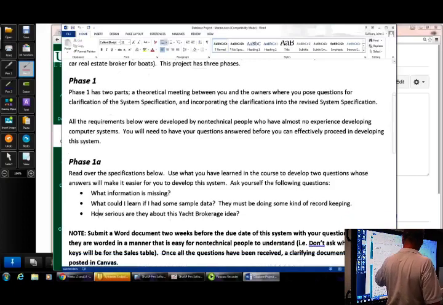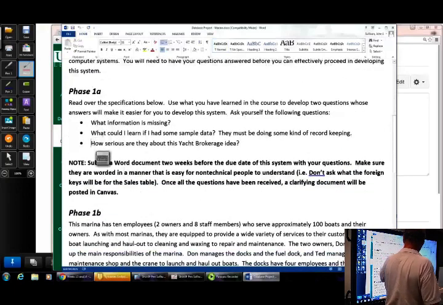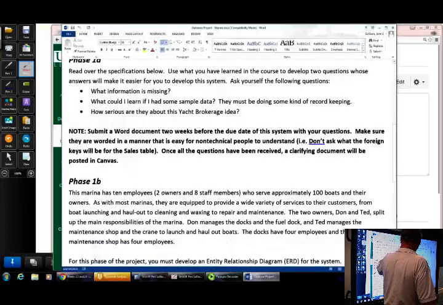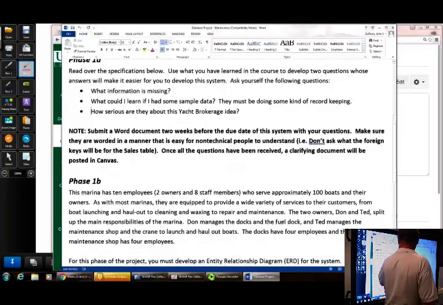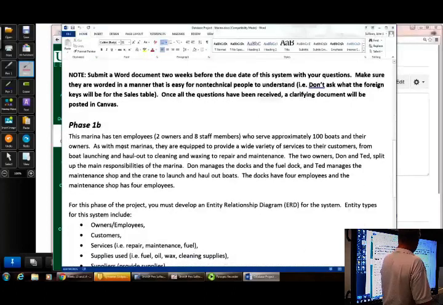So you're going to read over the specification, figure out what information is missing, what could I learn if I had some sample data. Usually when you go through these in real life, you get some sample data, they show you some sample reports, may or may not happen. All right, here's what to submit: the Word document. This is phase 1A. Word document, making sure that your questions are answered in a way that the non-technical people can understand.